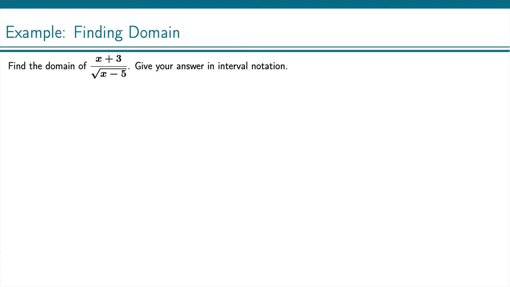The two rules are that if you have a square root of something, then that thing has to be greater than or equal to 0. And the other rule is that if you are dividing by something, then that thing cannot be 0.